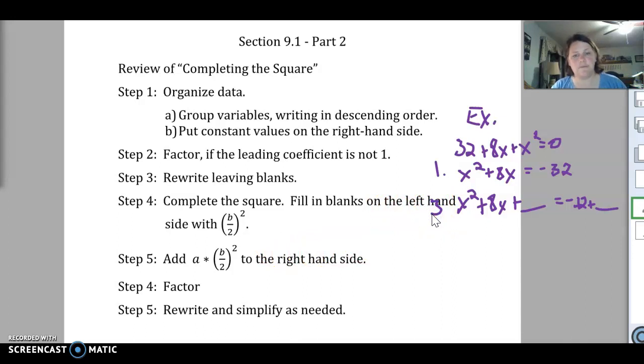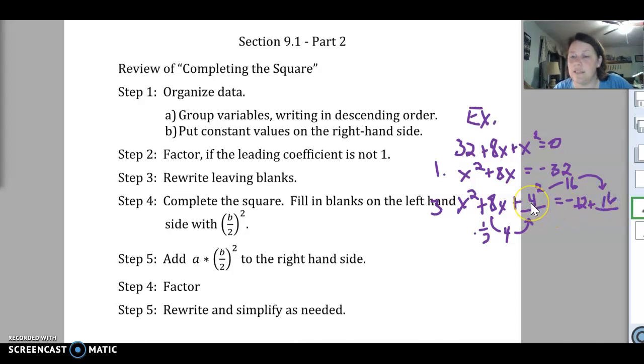Okay, step 4. Now we can go ahead and complete the square. The way we complete the square is we take 8, multiply it by 1/2. So we're going to take 1/2 of 8, which is 4, and then square it. Then we have 4 squared in the first blank. 4 squared is 16, and that's how I want to write it on this right-hand side.